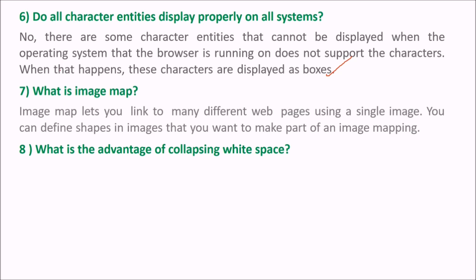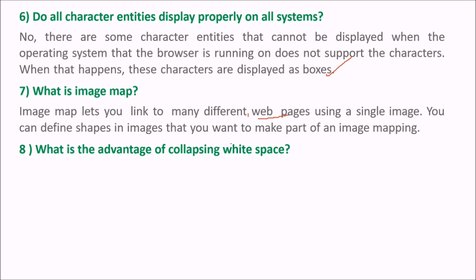What is an image map? An image map lets you link to many different web pages using a single image. A single image you can link to various different pages. So you can define shapes in images that you want to make part of the image mapping.